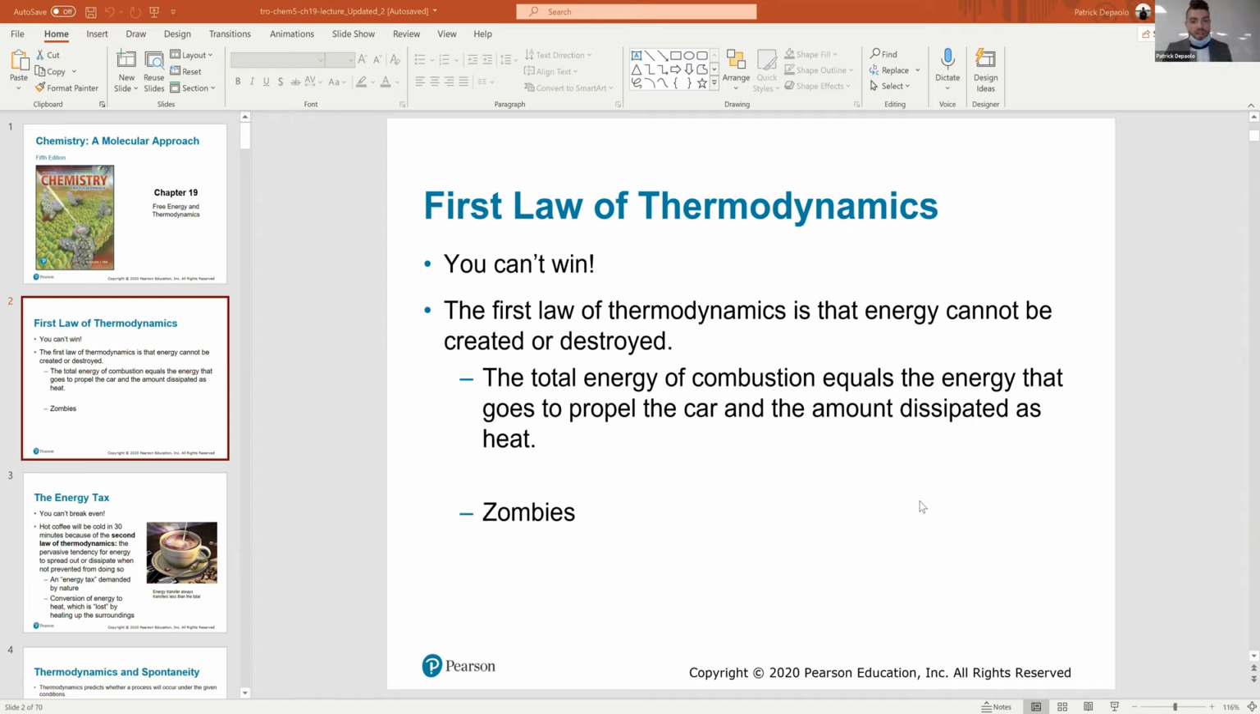Well, I'm afraid of zombies in real life. So not the movie. The movies are interesting because as a chemistry professor, I'm thinking about the first law of thermodynamics all the time. And that makes me feel better about them.